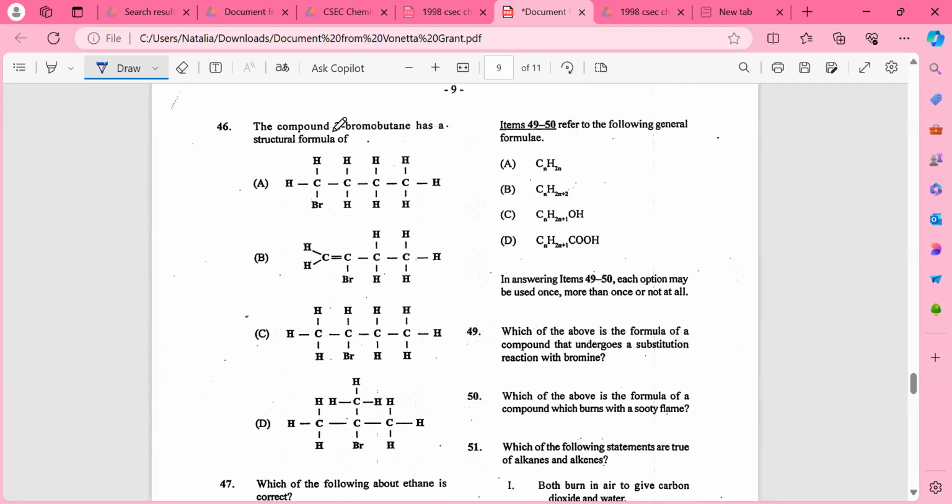So we're looking for 2-bromo butane. Butane means we have 4 carbons. The bromo would be on the 2nd carbon. So we have 4 carbons here, but bromo is on the 1st, so this is wrong. Here, and we're looking for alkane. This is an alkene, so that's wrong. We have alkane here with 4 carbons, and bromine is on the 2nd carbon, so our answer is C.